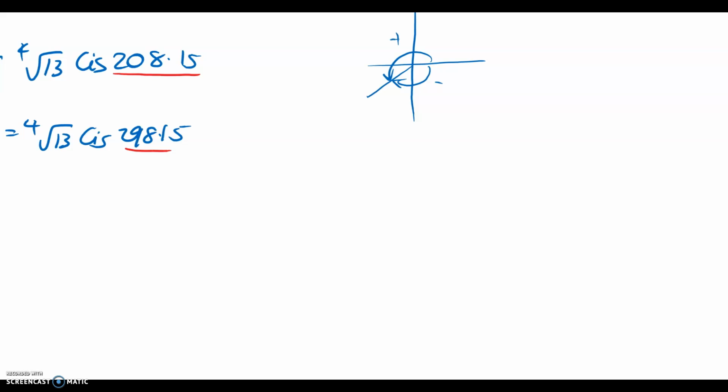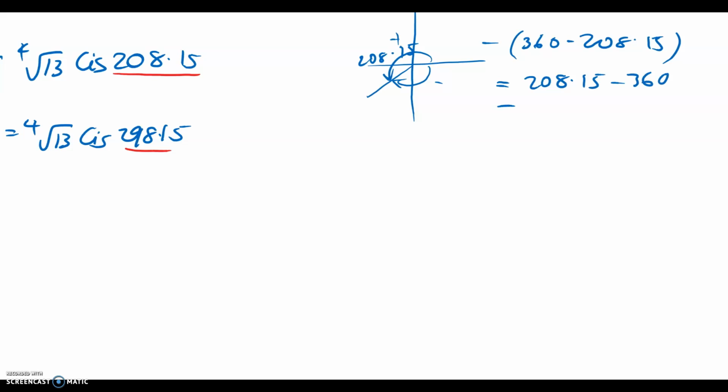Now, this angle here is 208.15. All I'm doing here is going 360 take away 208.15 and then taking the negative of that. So in other words, if I simplify that, it's 208.15 take away 360, which gives me negative 151.85.